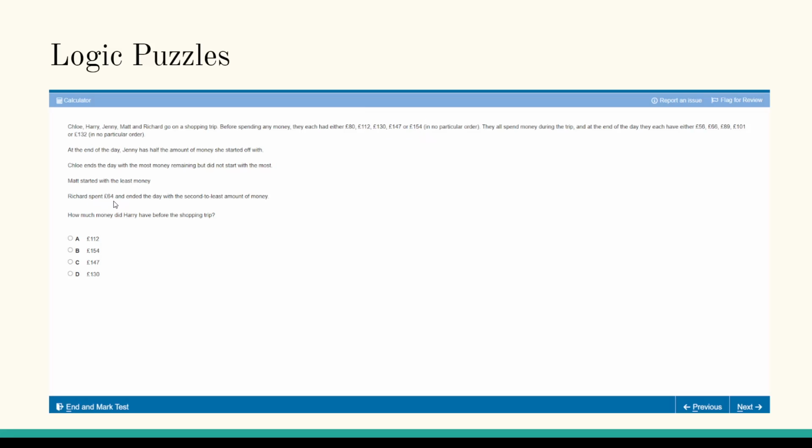Richard spent £64 and ended the day with the second to least amount of money. So the second to least is £66. If we added £64 to that, we would end up with £130. And we know that Chloe did not start with the most amount of money. So this leaves Harry with having £154.